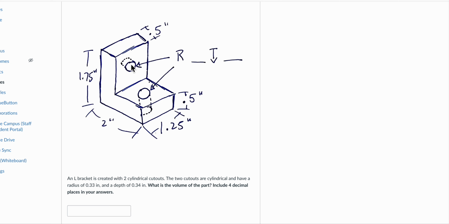And so what we're going to end up needing to do is we'll need to find the volume of this rectangular prism. We'll need to also find the volume of this rectangular prism on the bottom. And then we're going to need to find the volume of these cylinders, and we're going to actually subtract the volume of those two cylinders from there. So there's our three parts.